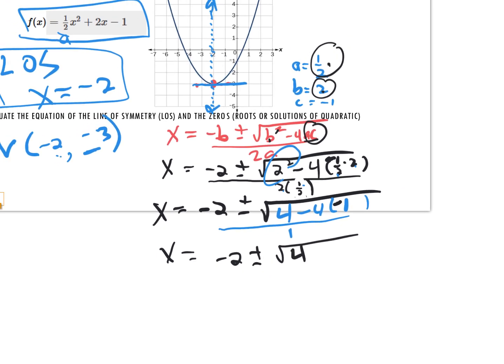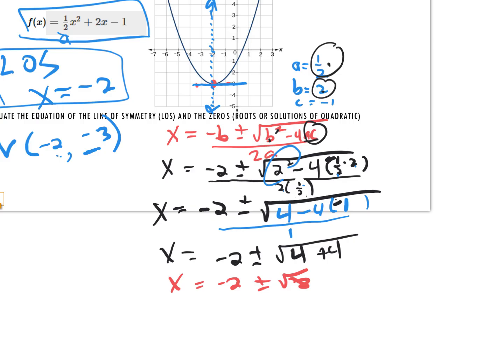4 minus times a negative times a negative is a positive, so it becomes +4. All divided by 1. I won't write that. Let's continue this solution. So x is -2 plus or minus the square root of 8.